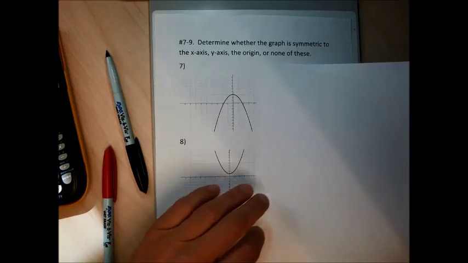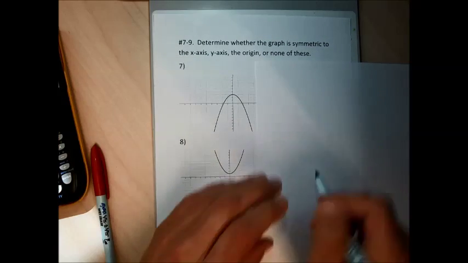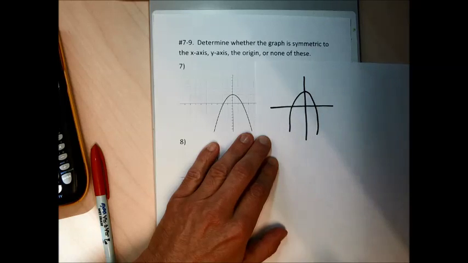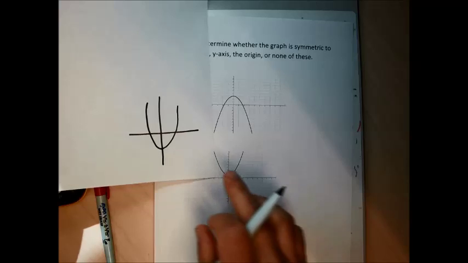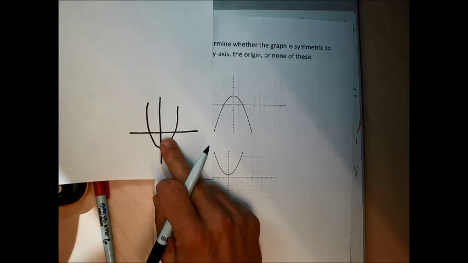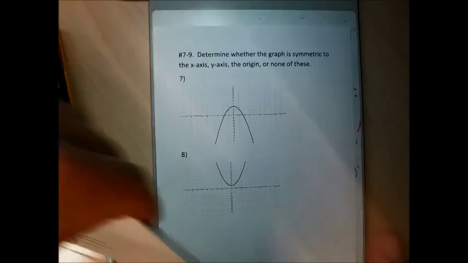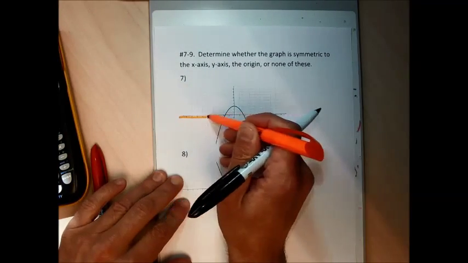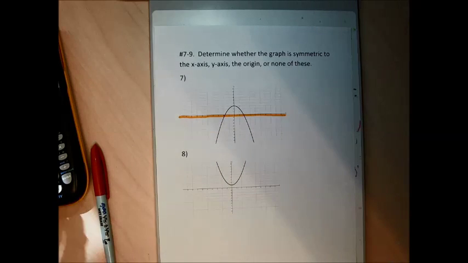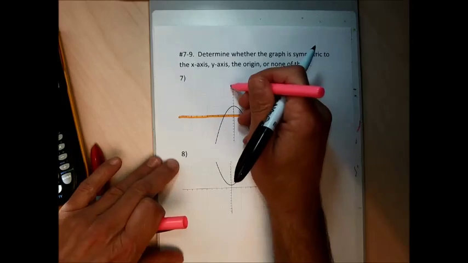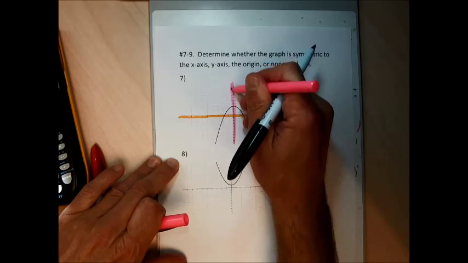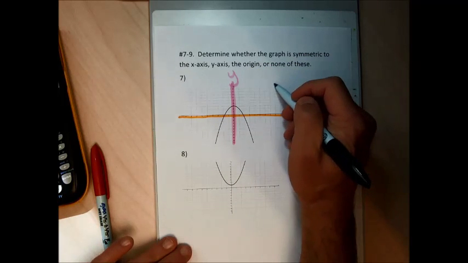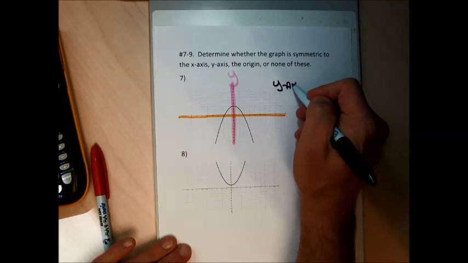And if I look at number 7, and if I duplicate the graph for number 7, so 7 looks like this. If I flip the graph upside down, it's going the opposite direction, so it doesn't have origin symmetry. It doesn't look the same right side up as upside down. A line drawn through the x-axis doesn't split it in half, so it doesn't have x-axis symmetry. But a line drawn through the y-axis cuts it into two equal halves. Because a line drawn through the y-axis cuts it in equal halves, we say it has y-axis symmetry, and that's the only symmetry it has.